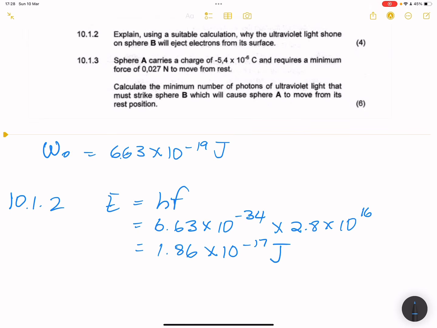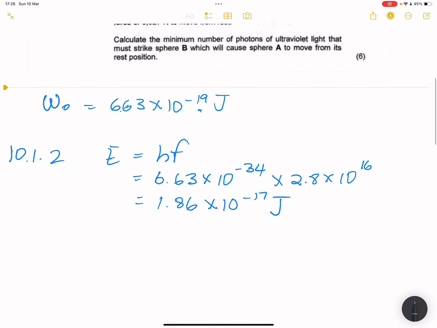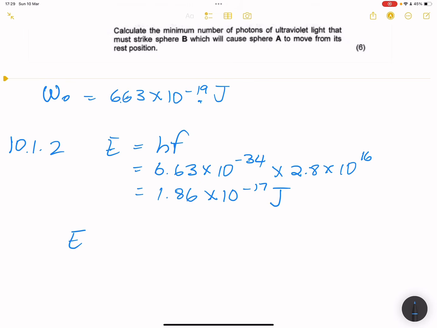Right, now please note the fact that it's exponent minus 17. It simply shows that it is much, much bigger than this work function here. So we know definitely that E is greater than the work function, and so therefore it means electrons will be ejected. Of course, what you could also have done, electrons will be emitted, rather.